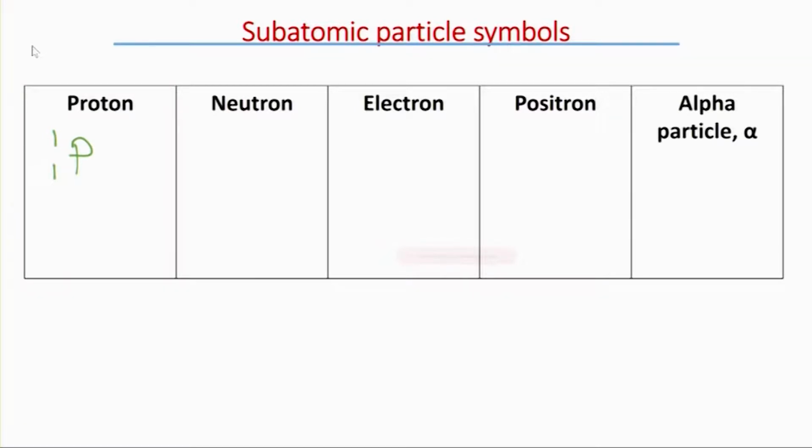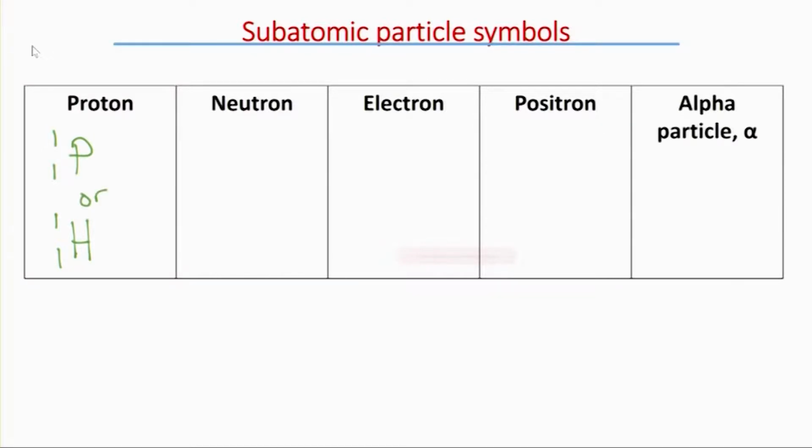So the mass number up top, proton has a mass number of 1, and the atomic number on the bottom, proton has atomic number of 1 as well. You could also do, this is a hydrogen nucleus, okay, so when you have 1 proton, mass number also 1 there. So you could do either of these symbols for a proton.